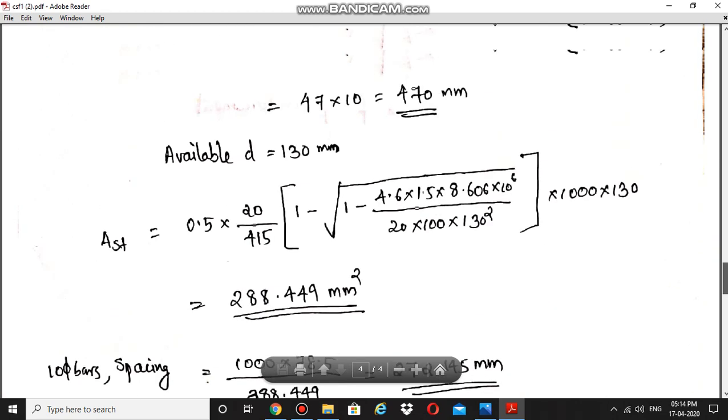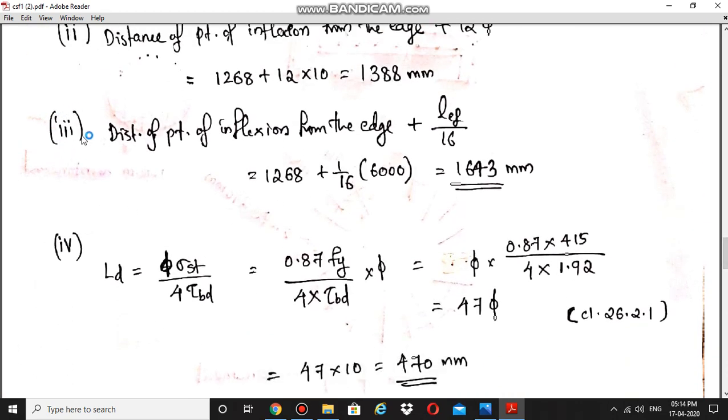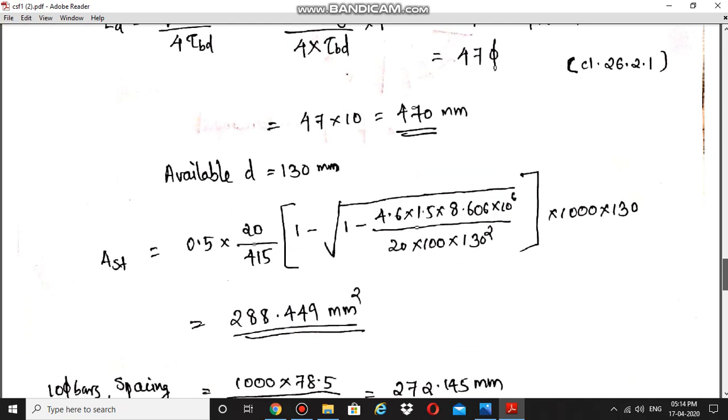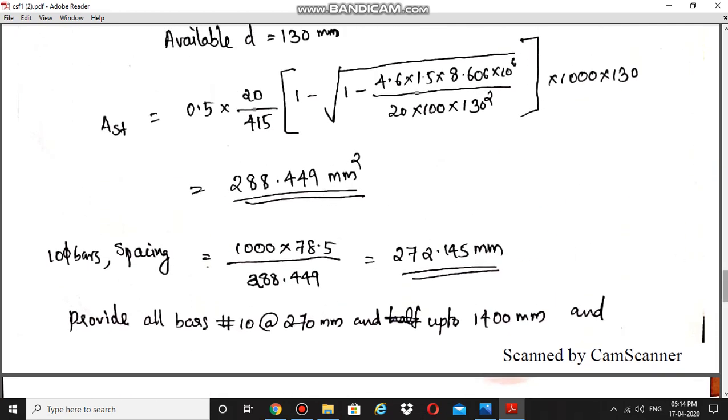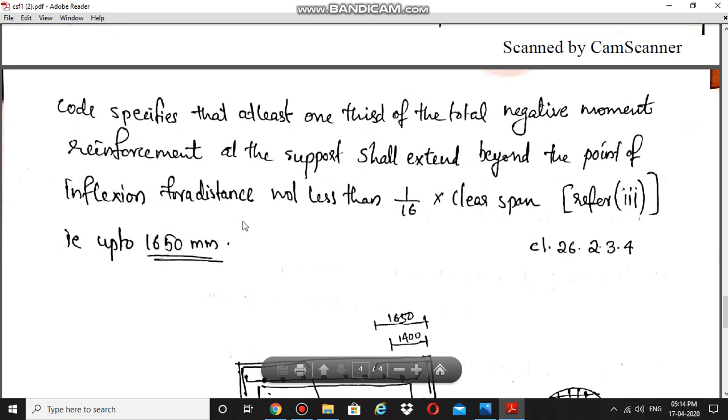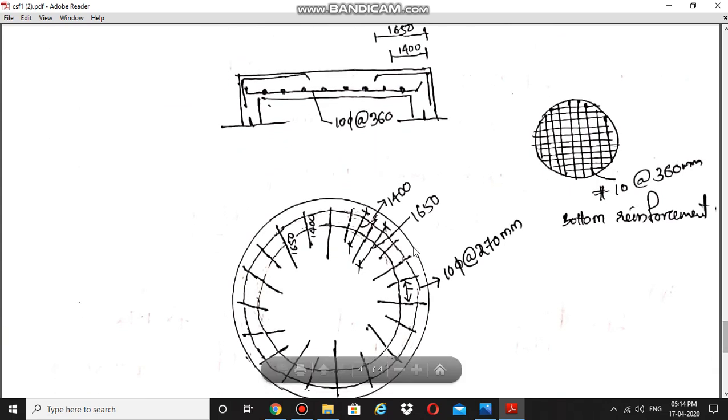We have already calculated that in this third case, that is the distance of point of inflection from the edge plus L effective by 16. 6000 is the effective length, that is our dia. We will get it as 1643 mm, so that is 1650 mm. So at least 1/3 of the negative reinforcement should be extended to a distance of 1650. Here we have the detailing diagram.